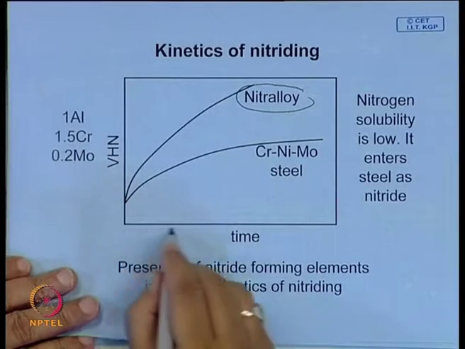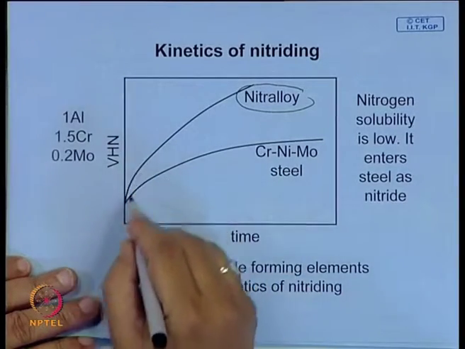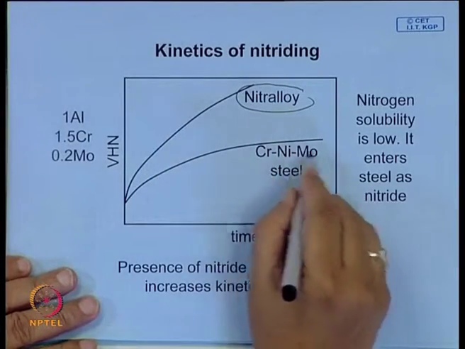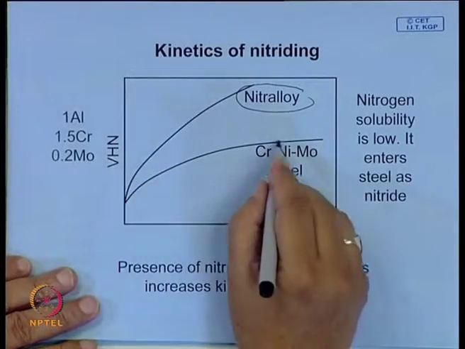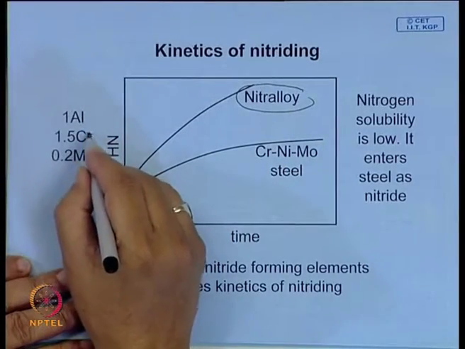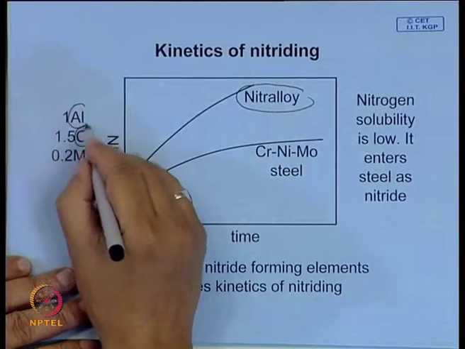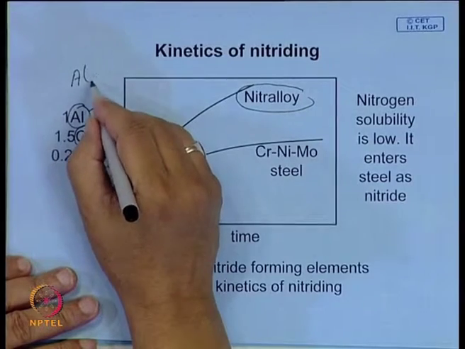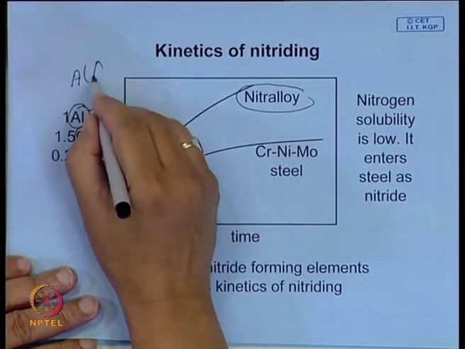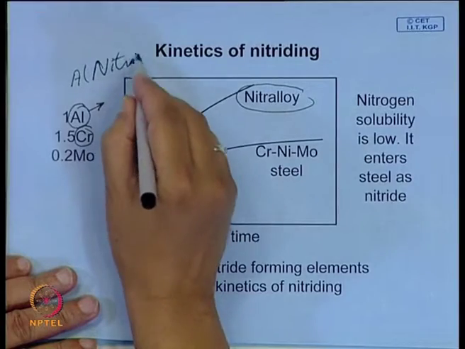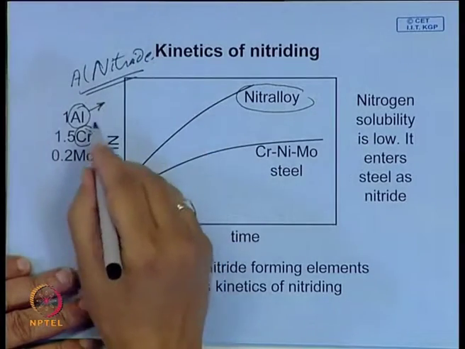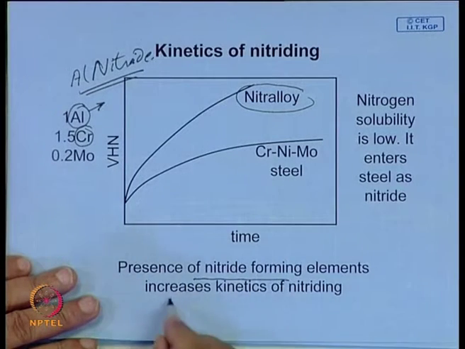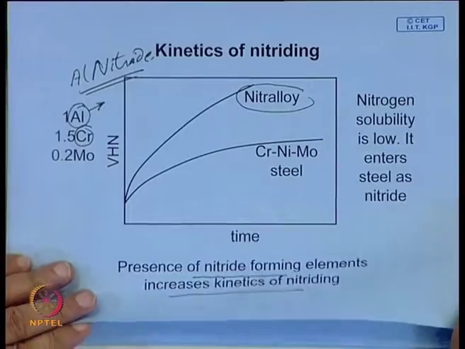This is hardness against time, and the depth of hardening also will have a similar type of profile. In normal plain carbon steel you do not get that kind of effect, but if you have these alloying elements, particularly chromium, and particularly if some aluminum is there, aluminum nitride is also very hard, and they add to the surface hardness. The presence of these nitride forming elements increases the kinetics of nitriding.